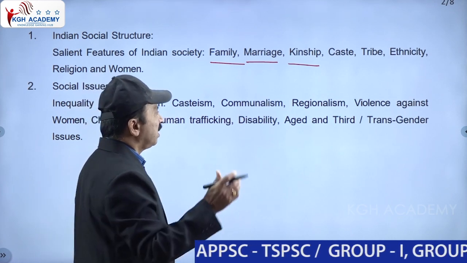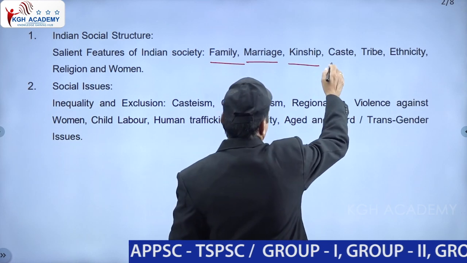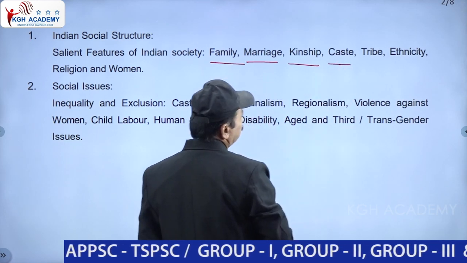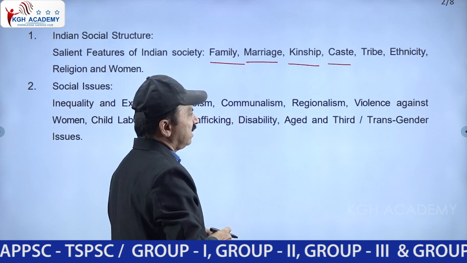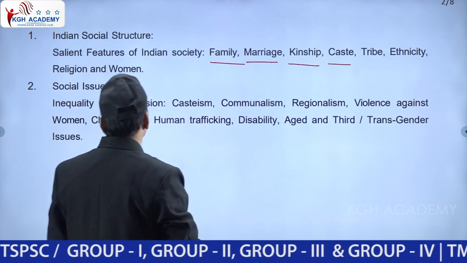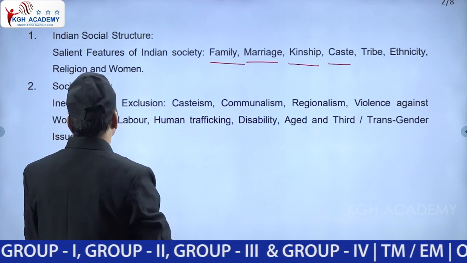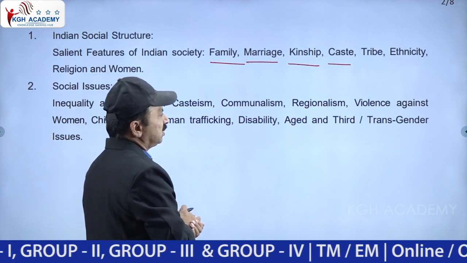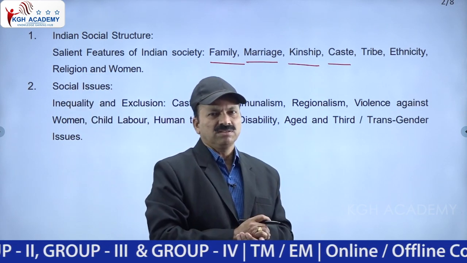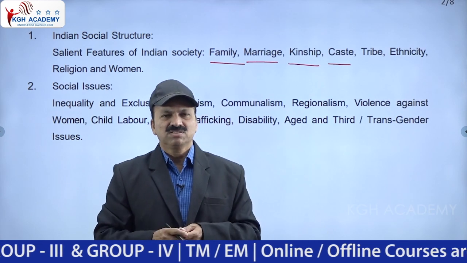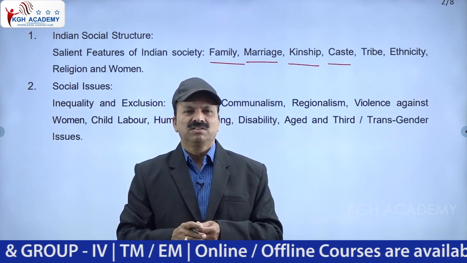Then you come across caste. What types of castes exist in India? What tribes exist in India? Ethnicity, religion and women. These all come in the first chapter. You see tribes: a number of tribes exist in India, and a number of castes exist in India.